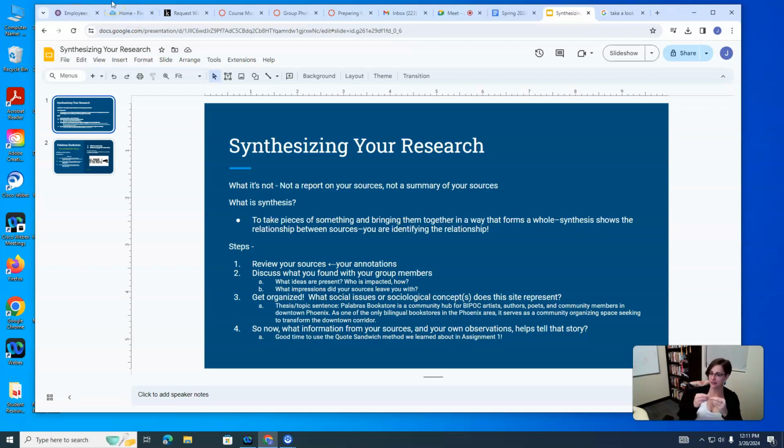Instead, to synthesize your research, to write your rough draft, it means to take pieces of something and to bring them together in a way that forms a whole. It shows the relationship between sources. You are the group, in this case, who is identifying the relationship. So how do your sources relate to each other? How do they answer questions that you have about whatever your research topic is, right? So this means that you're going to have to discuss your annotations with your group members.